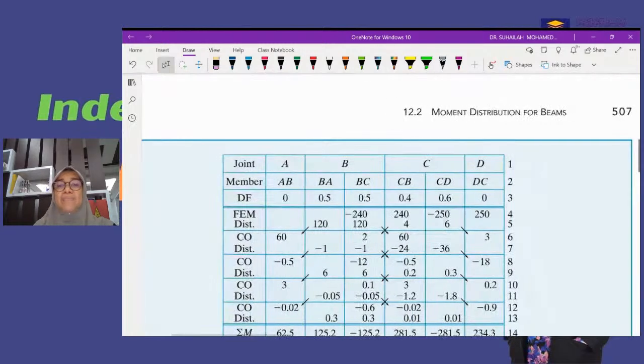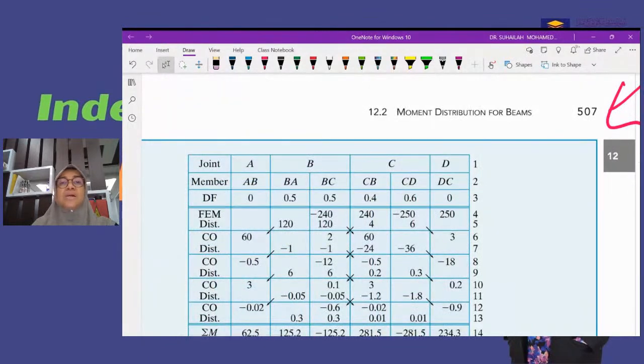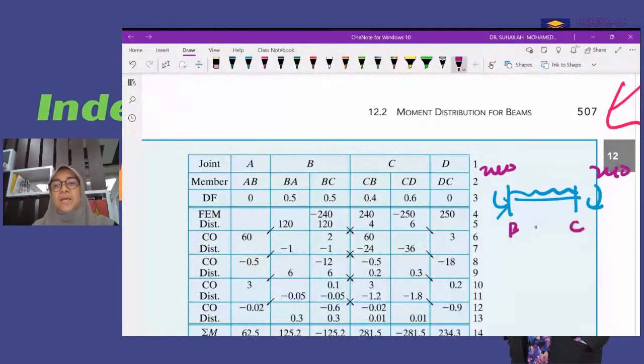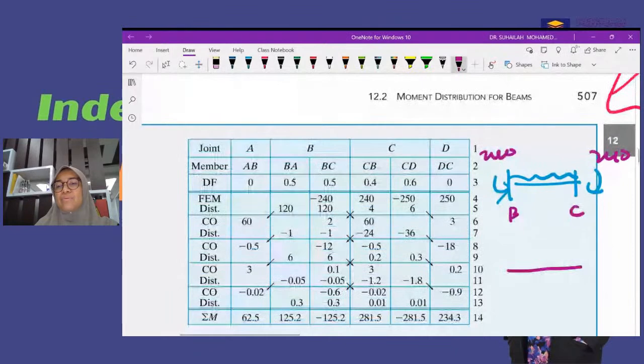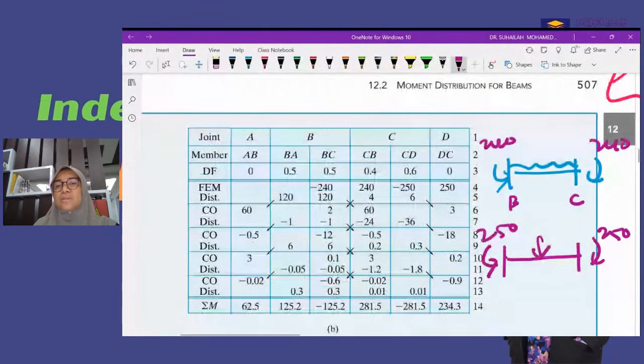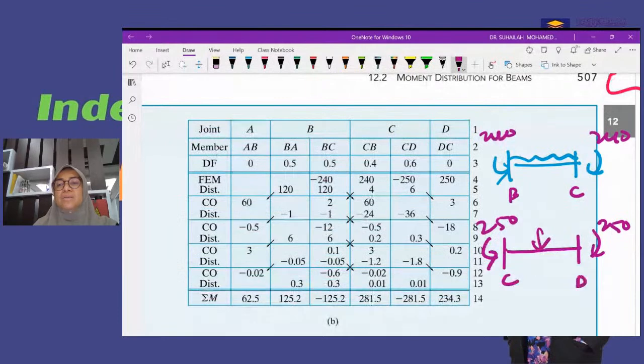So the FEM that we have just calculated is like this, 240, 240. This is B and C. And then we have the point load. This is 250, 250. This is C and D. So we have to put them into the table.